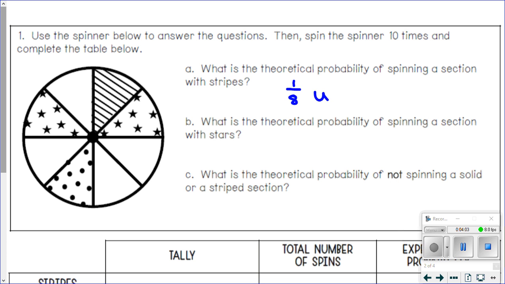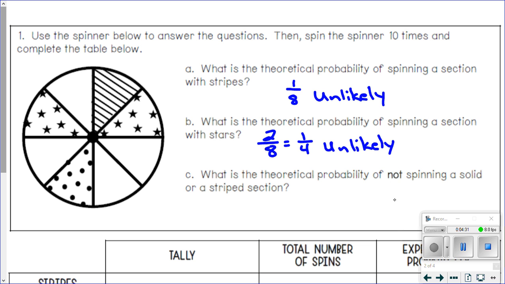And remember, that means that it's unlikely. So anything less than a half is unlikely. What is the theoretical probability of spinning a section with stars? Well, there's 2 sections with stars, so there's 2 favorable outcomes out of 8 possible outcomes. And we can simplify that to 1/4, which is less than a half, so we still say that that's unlikely.